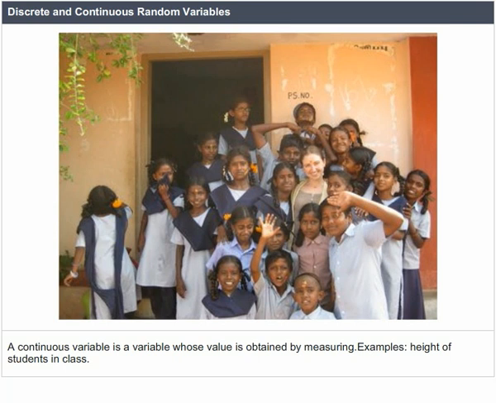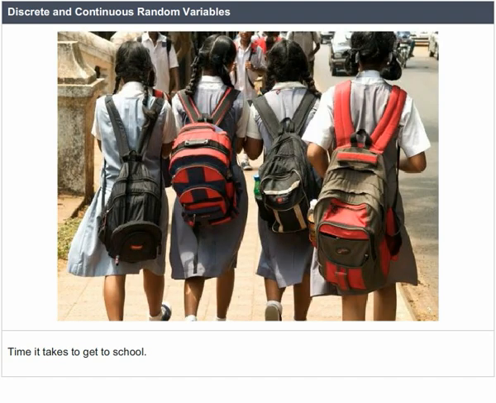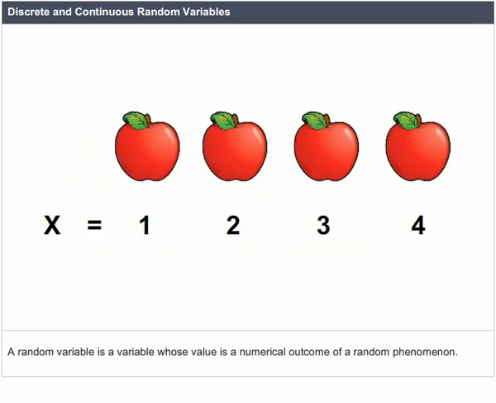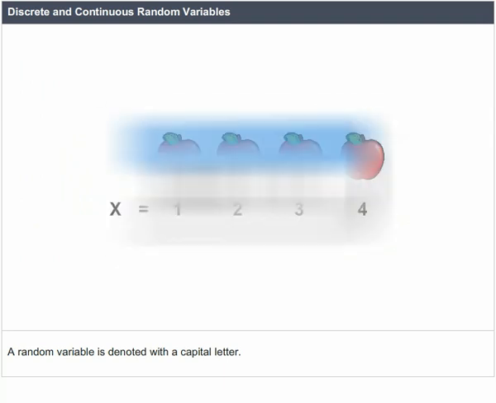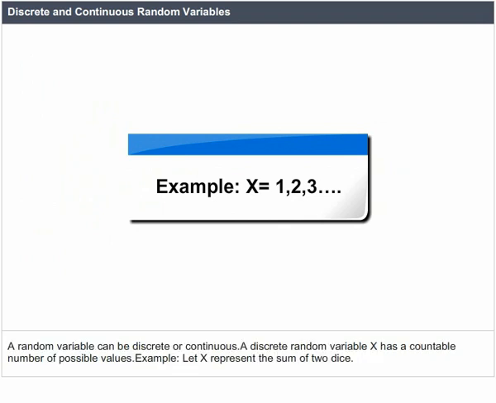Examples: height of students in a class, weight of students in class, time it takes to get to school, distance traveled between classes. A random variable is a variable whose value is a numerical outcome of a random phenomenon. A random variable is denoted with a capital letter. The probability distribution of a random variable X tells what the possible values of X are and how probabilities are assigned to those values. A random variable can be discrete or continuous.